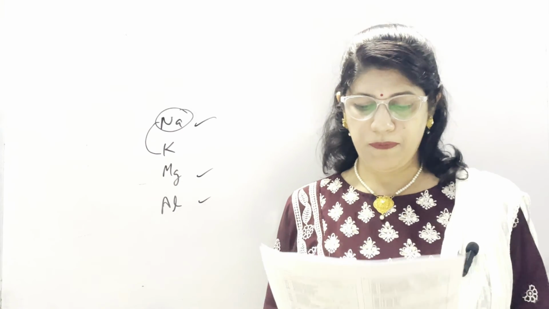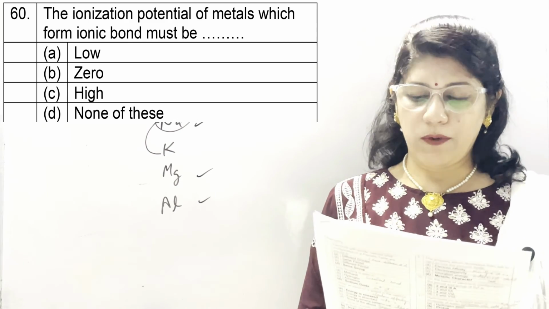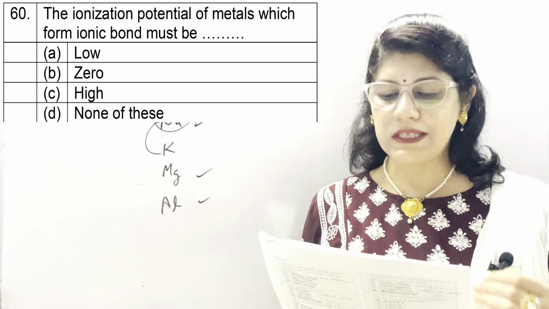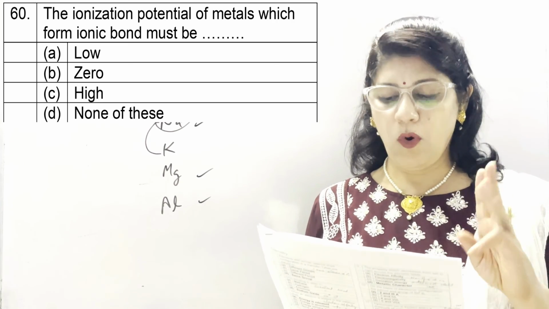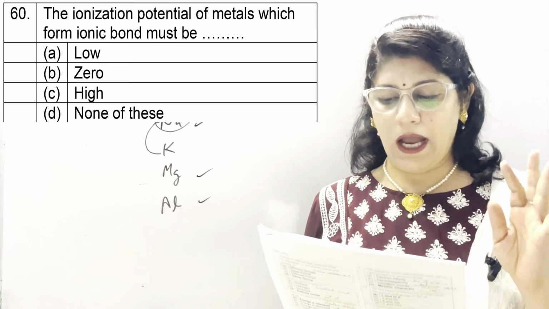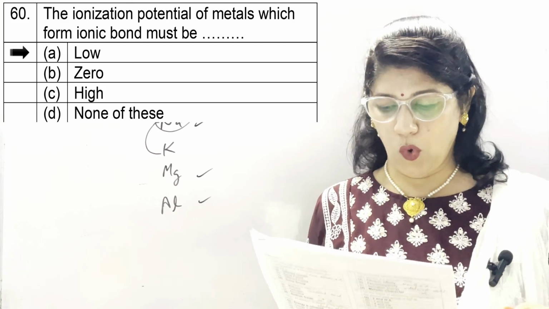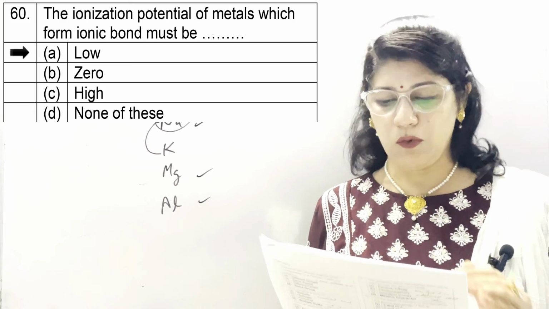Last question is the ionization potential of metals which form ionic bond must be low, zero, high or none of these. So ionization potential of metals which form ionic bond must be low so that they can easily lose electrons. Hope you have understood all the explanations given to the respective answers.